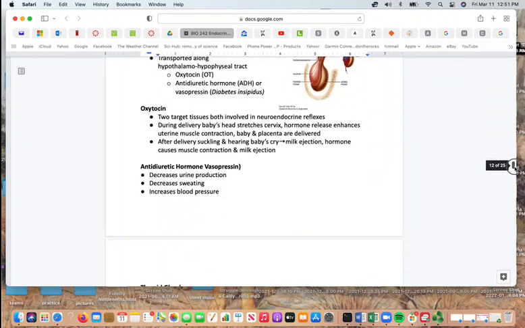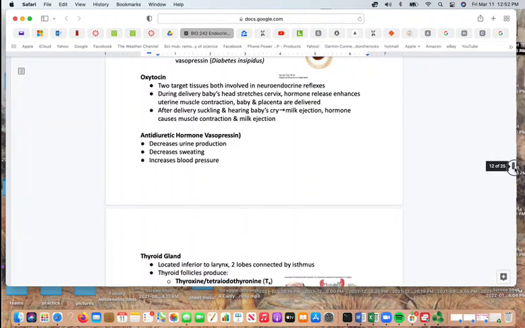So with oxytocin, you've got two target tissues that are going to both use the neuroendocrine reflexes. So during delivery, the baby's head is going to start to stretch the cervix, and the hormone release will enhance the uterine muscle contractions so that the baby and the placenta can be delivered. Then after delivery, with the suckling, as well as even hearing a baby's cry, will promote more milk ejection. So the hormone will cause the muscle contraction and milk ejection in there. So it also does play a role in fostering the bond between the mother and the baby.